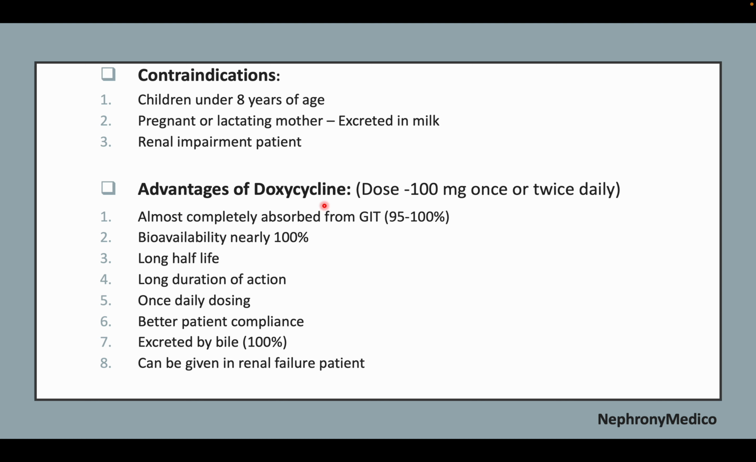Advantages of doxycycline are that it is almost completely absorbed from the GIT, bioavailability is near 100%, long half-life, long duration of action, once daily dosing, better patient compliance, excreted by bile, and can be given in renal failure patients.